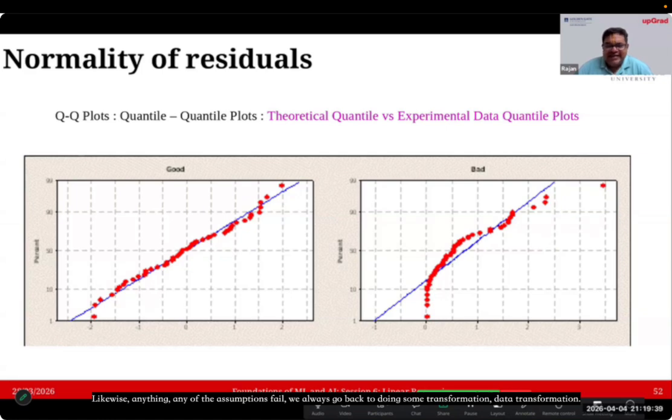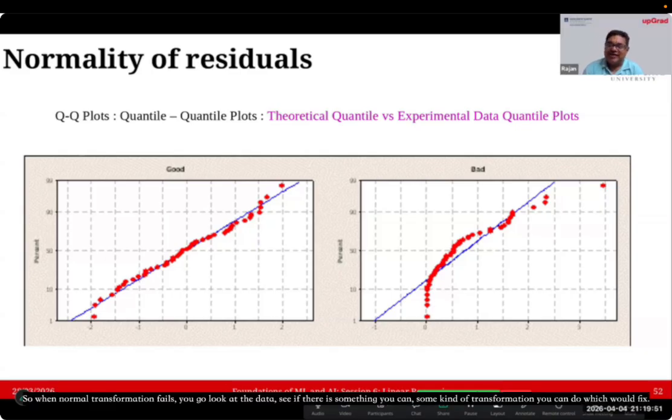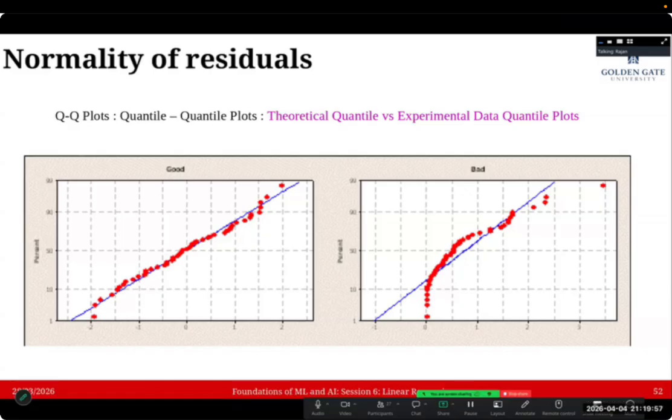Likewise, if any of the assumptions fail, we always go back to doing some data transformation. So if the normality assumption fails, you go look at the data, see if there is some kind of transformation you can do which would fix it. So it is not like giving up the regression. We need to do something to bring it this way. Correct. That's all. Okay. Yes, please go ahead.